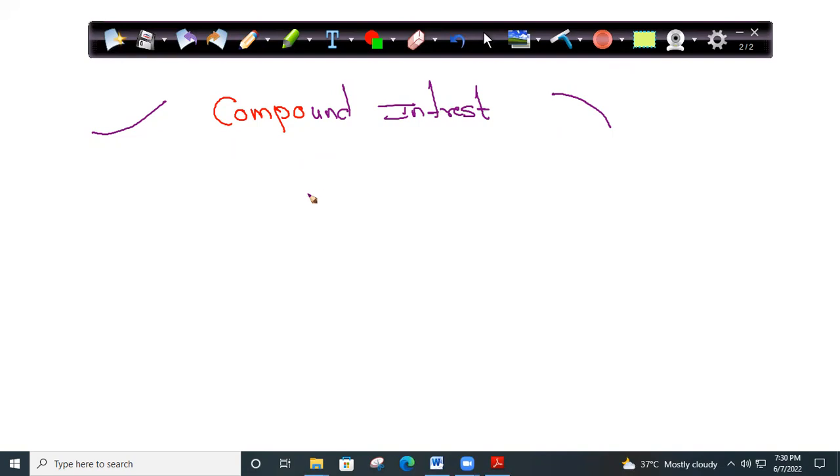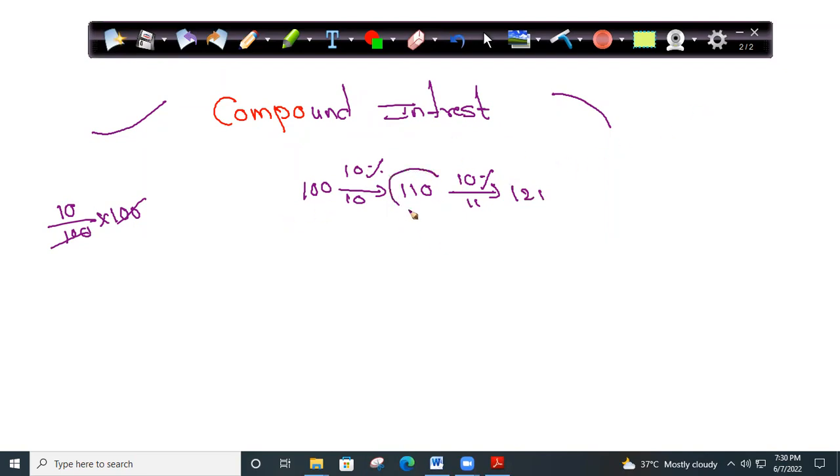So you are investing 100 rupees at 10% compounded annually. So what is 10% of 100? 10% means 10 by 100 into 100. So 10% of 100 is 10. So 100 plus 10 is 110. On this again you get 10%. 10% of 110 is 11, so 121. Something is happening. Don't worry, whatever is happening here is called compounding, because if they calculate interest on the net amount, it is called compound.